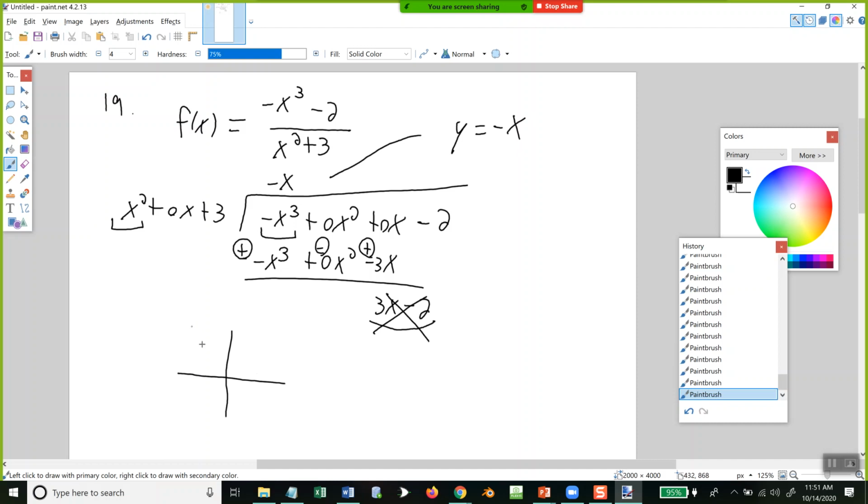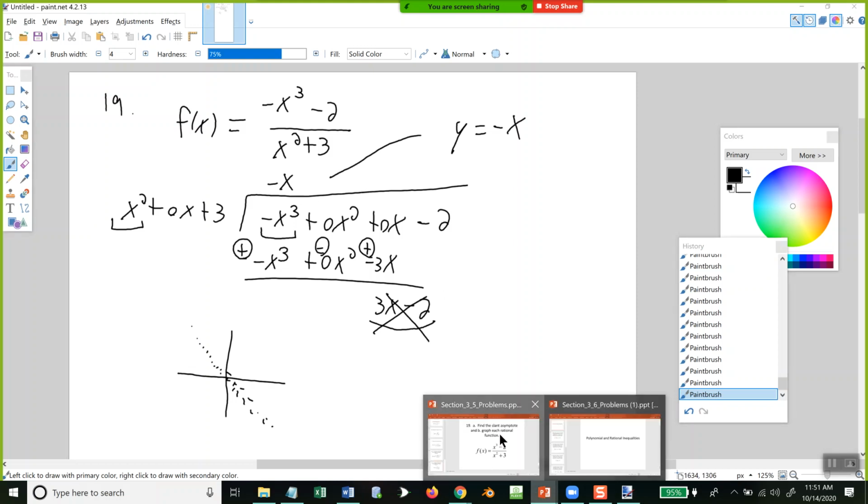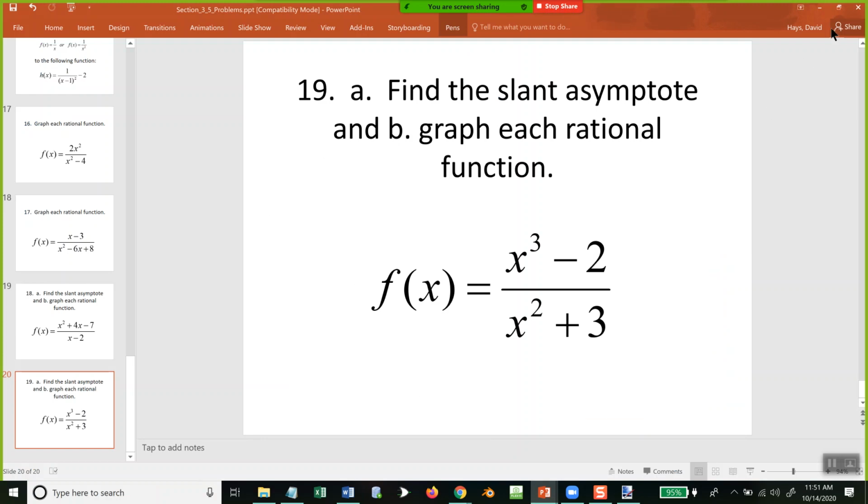Which means, like you say, this will have a slope of negative 1. So it never comes back. There it goes. Questions on the slant asymptote? We're done with that.